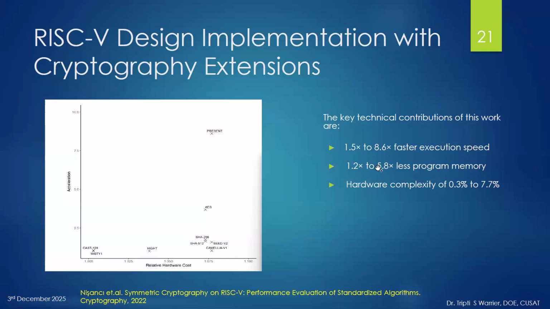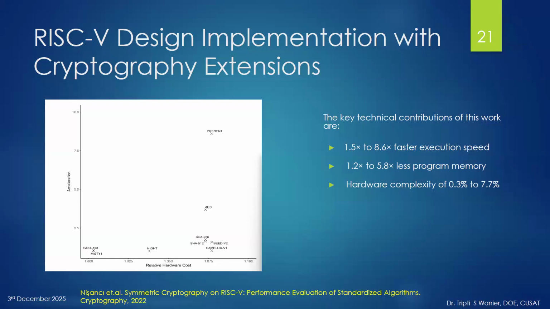We now know that if you use these extensions, your code size reduces because complex cryptographic instructions are added. For this implementation, there is a reduction in program size from 1.2 to 5.8 times, which will reflect as execution speed to some extent. Then hardware complexity is from 0.3% to 7.7%. For these applications, significant complexity in hardware is there when you introduce these extensions. So this is one method of implementation.